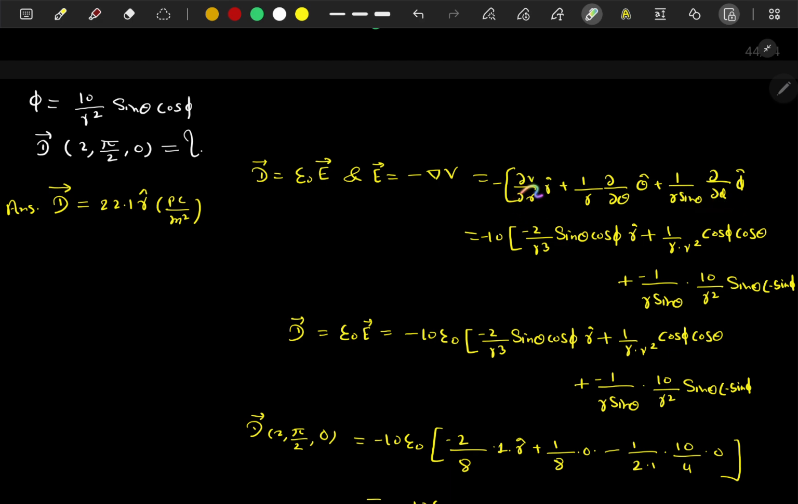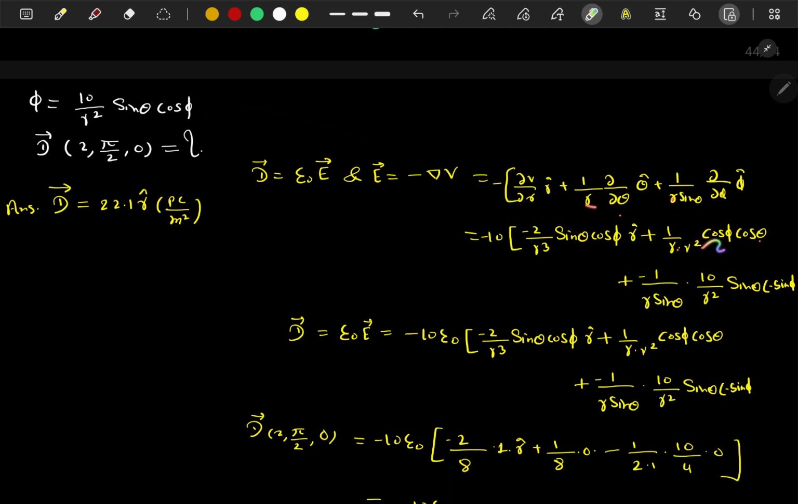It should be remembered. There is minus del by del r r cap plus 1 upon r del by del theta theta cap plus 1 upon r sin theta del by del phi phi cap. So the value given here is phi is 10 upon r square. So minus 10 will be 1 upon r square differential, minus 2 upon r cube sin theta cos phi r cap plus 1 by r del by del theta theta cap.